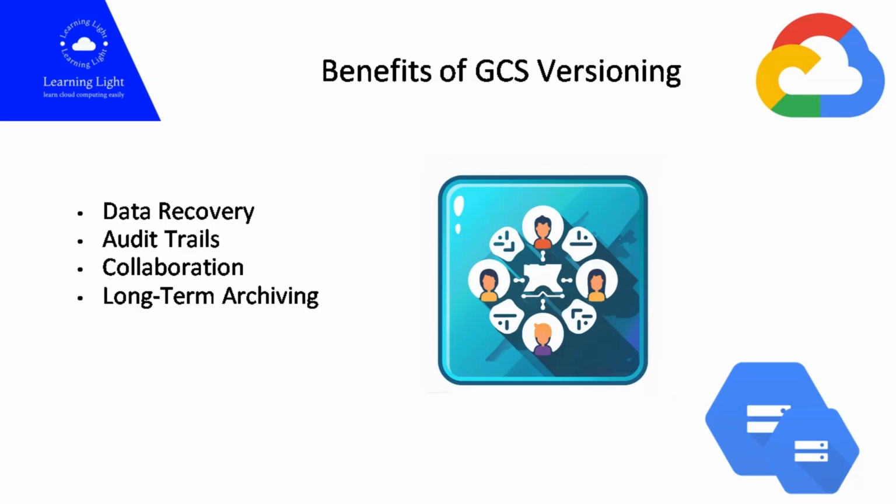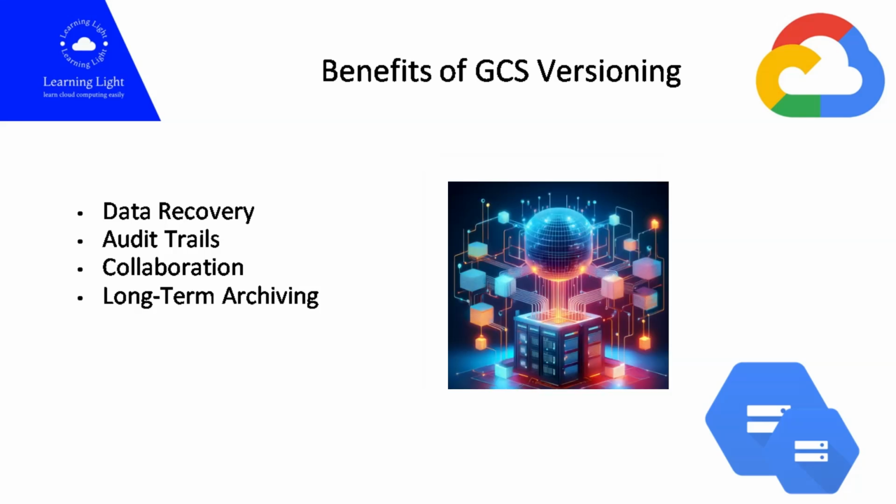Collaboration: enable multiple users to work on the same object without the risk of overwriting each other's work. By accessing previous versions, collaborators can revert to earlier modifications if needed. Long-term archiving: GCS versioning allows you to retain historical versions of objects indefinitely, alongside active data, for archival purposes. This functionality facilitates maintaining a complete data record for historical analysis or future reference.